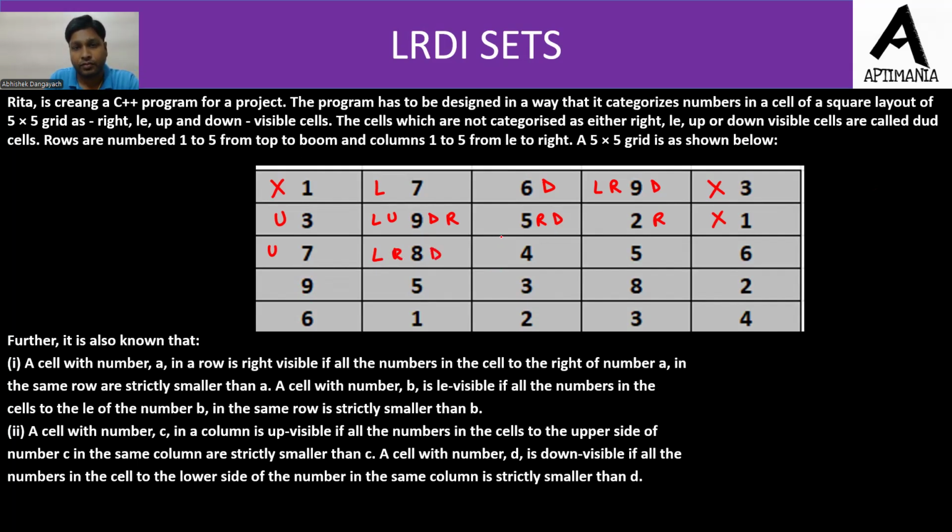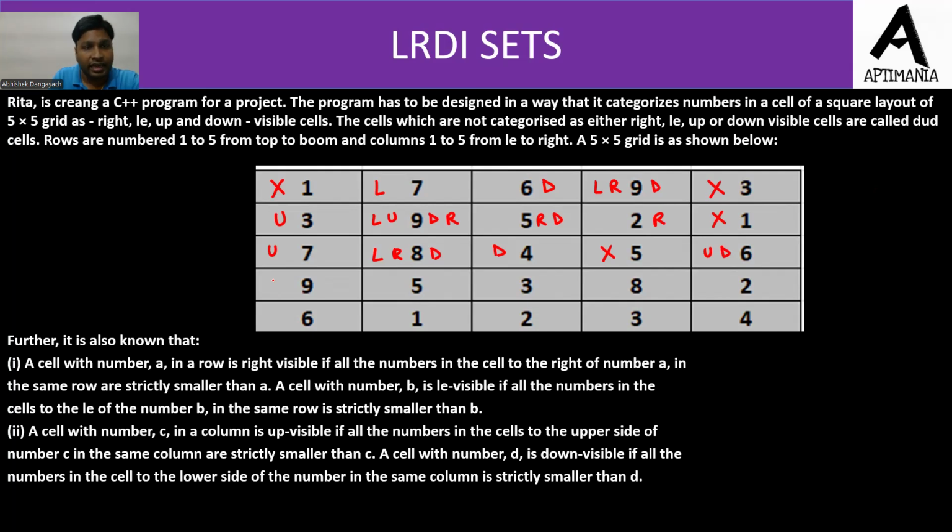4 is, I think, down visible only. This 5 is again, no, this is not visible from any of the sides. Left से नहीं है, top से नहीं है, right से नहीं है, bottom से भी नहीं है, so none. The 6 is visible from up, visible from down. Right is not applicable, left is not eligible.